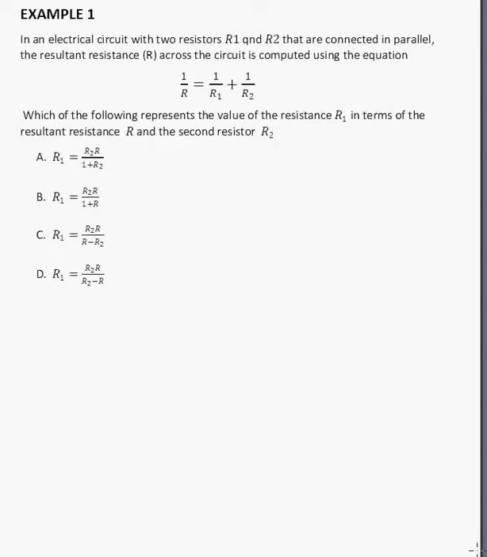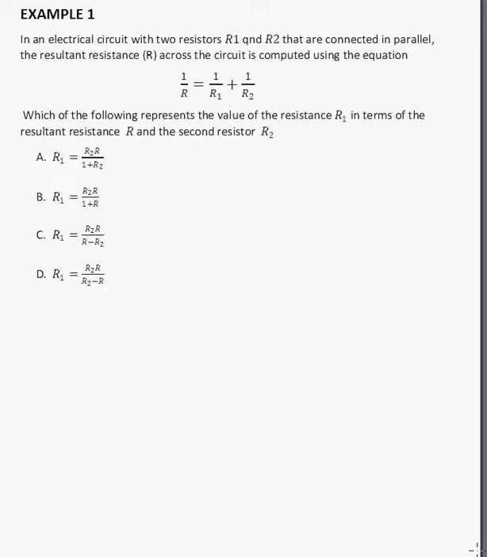Okay, now let's take a look at example 1 of area 7, which is isolating variables. Generally, these are pretty straightforward problems. All you're supposed to do is to set the equation such that the variable of interest, in this case R1, is sitting on one side of the equal sign, and then the other variables are sitting on the opposite side of the equal sign.